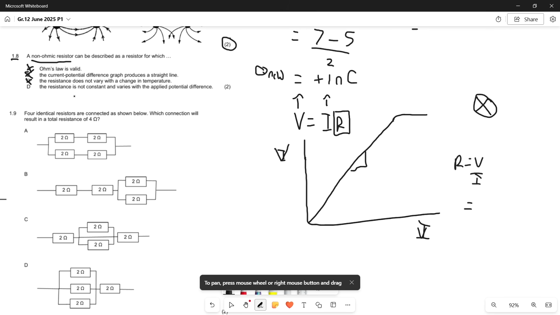But now we know that the resistance is not constant and varies with the applied potential difference, which is true as well, because as we increase the potential difference, it increases the heat, and therefore the light bulb increases in temperature, which changes the resistance. So therefore our final answer here is D, earning us 2 marks over there.